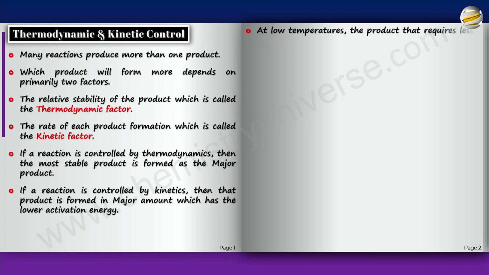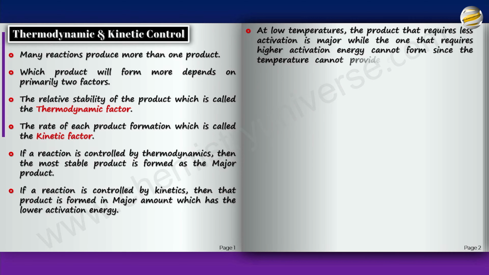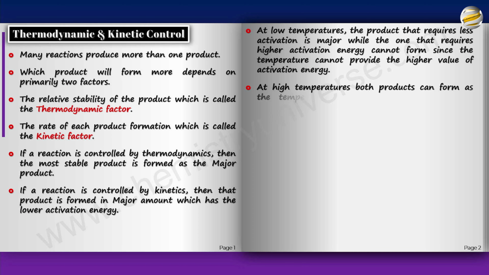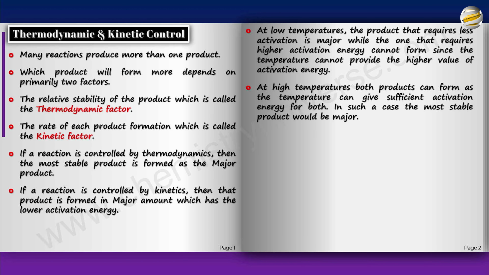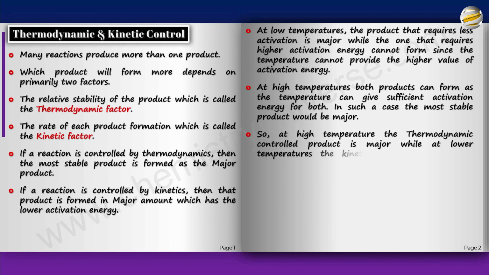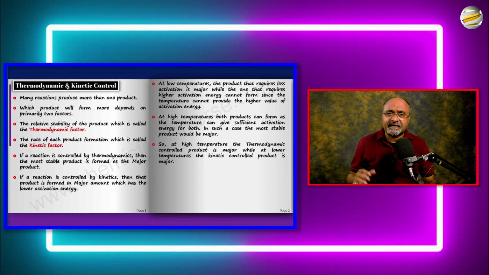Now at low temperature, the product that requires less activation energy is major, while the one that requires higher activation energy cannot form, since the temperature cannot provide the higher value of activation energy. At higher temperatures though, both products can form as the temperature can give sufficient activation energy for both, and in such a case the most stable product would be major. So at high temperature the thermodynamic control product is major, while at lower temperatures it is the kinetic control product which is major. Now let's understand this.